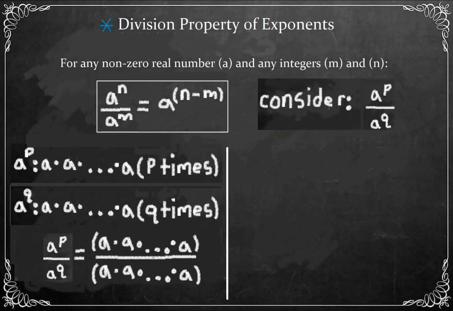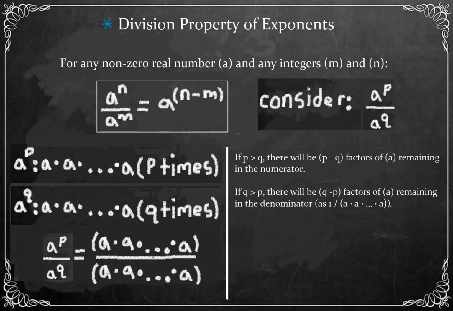Then consider the expression a to the p over a to the q for any integers p and q. First column, a to the p just means a times itself, p times, and a to the q means a times itself, q times. Then we have a to the p over a to the q equals a times itself, p times, over a times itself, q times. Column 2. If p is greater than q, there will be p minus q factors of a remaining in the numerator.